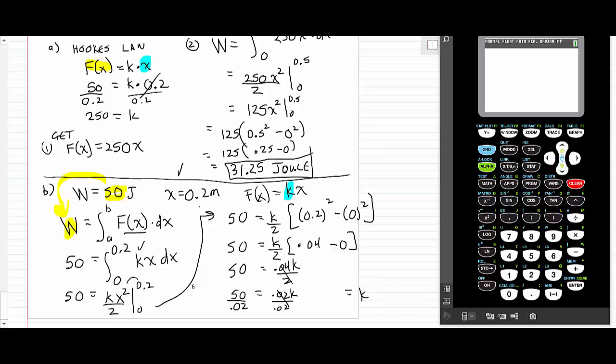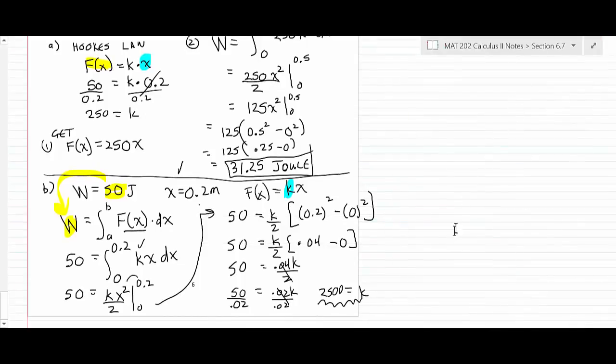So that one, I didn't crunch that one out. I don't know what that is in my head. So let's see, 50 divided by 0.02 is 2,500. Okay, so we got k is equal to 2,500. All that work just to figure out what the constant is. All right, let me pause there for a second and see if you've got any questions about what I've done so far.